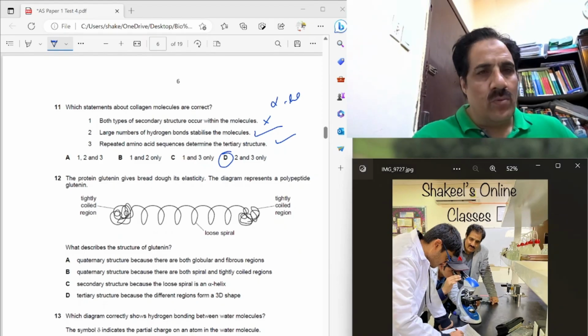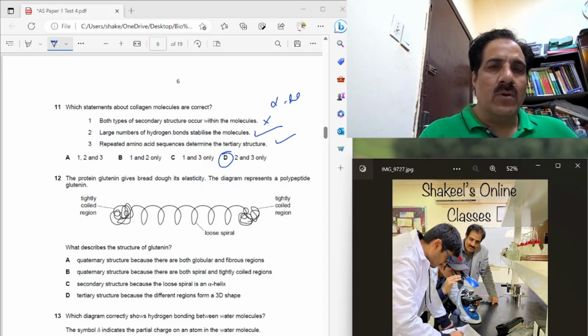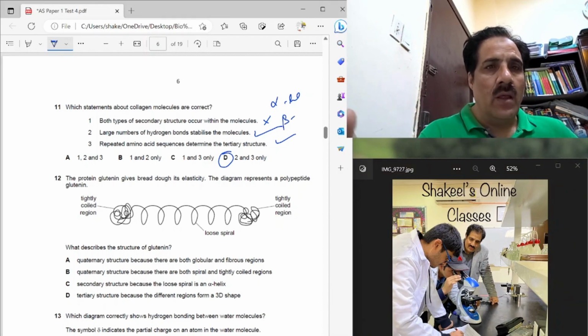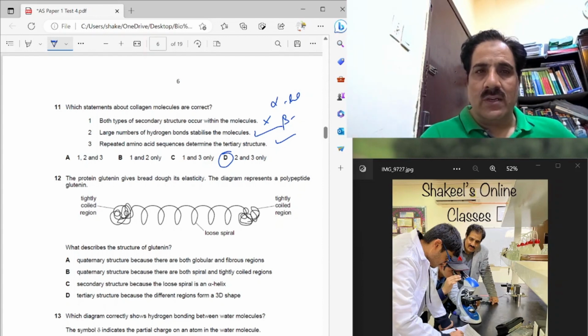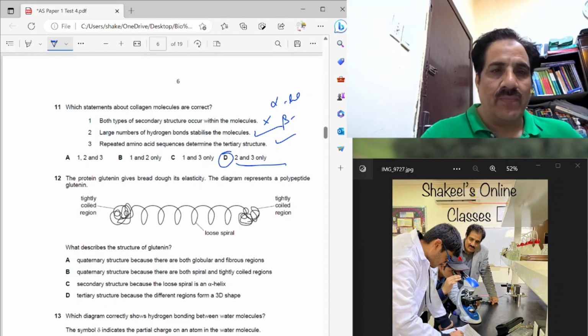We'll continue from question number 11, which statements about collagen molecules are correct. So we see both types of secondary structures occur within the molecule. This is wrong because we cannot see anywhere the beta-pleated sheet present in the collagen molecules. Large numbers of hydrogen bonds stabilize the molecule. This is correct. And repeated amino acid sequences determine the tertiary structure. This is also correct. So we can say 2 and 3 are the correct options. So D is the correct answer.